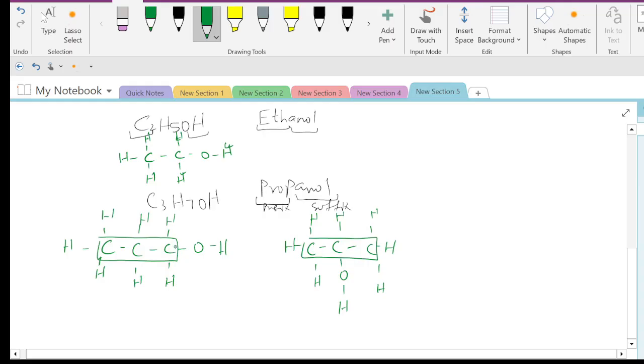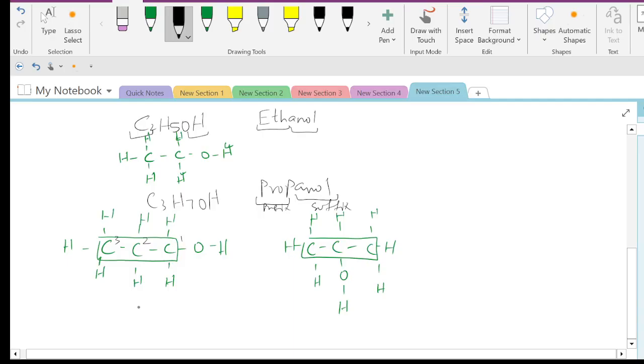You have to start the numbering from that carbon position where the functional group is attached to it or is nearer to it. So now here you can see on the right hand side the hydroxyl group is present. So we have to start the numbering from that side. This is the first, second, and third. Because the hydroxyl group is attached to that carbon, that's why we have started the numbering from the right hand side.